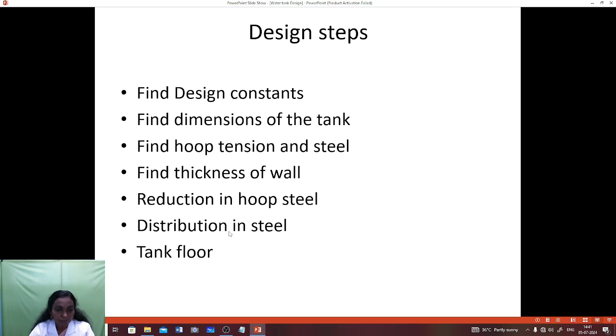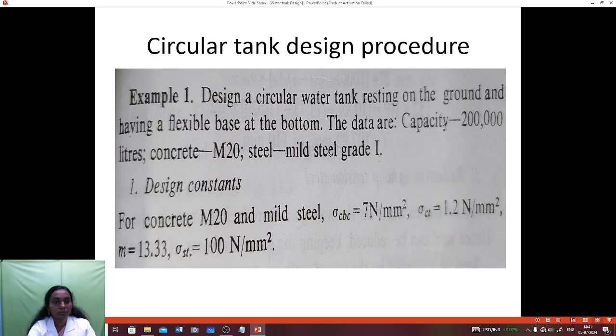Then tank floor. This is the base slab. The base slab thickness is assumed. So these are the design steps. Now see, this is the question for a circular water tank.